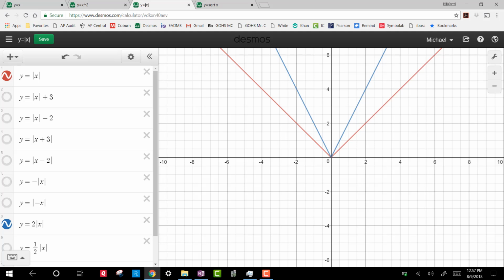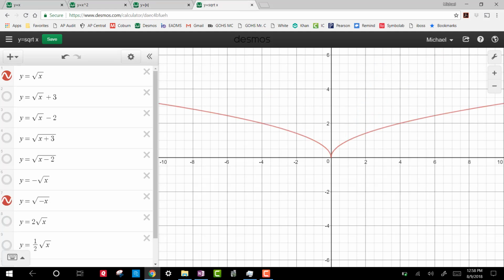Take a look at this point right down here at 1, 1. I have a point on the original parent function at 1, 1. Now, if you multiply the y value by 2, 1 times 2 is 2. Go to the next point. On the parent function it was at 2, 2. If you multiply the y value by 2, it's 4. So what it's doing is multiplying my y values by a factor of 2.